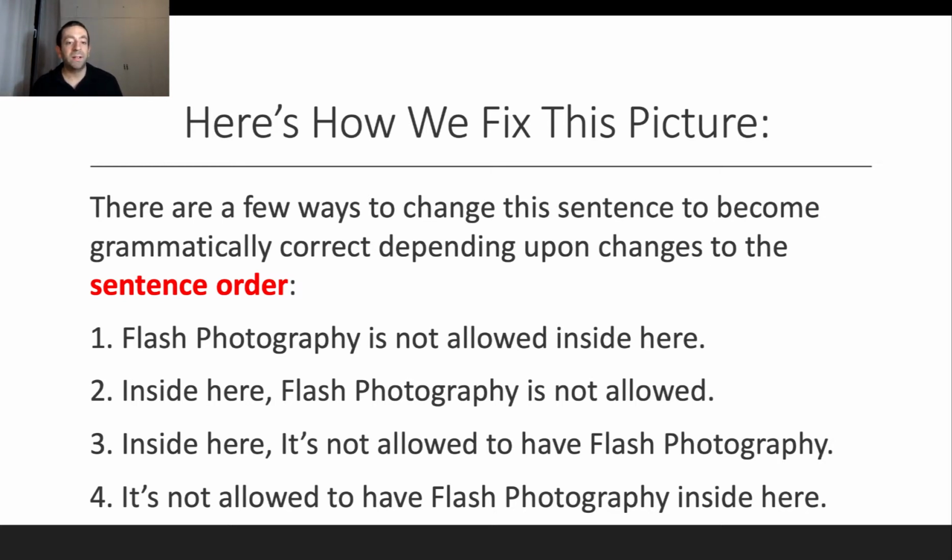And then number 4, we keep it's not allowed. It's not allowed to have flash photography inside here. So at the end of the sentence, we have inside here instead of at the beginning with the comma. So these are all correct. Any one of these would be correct.